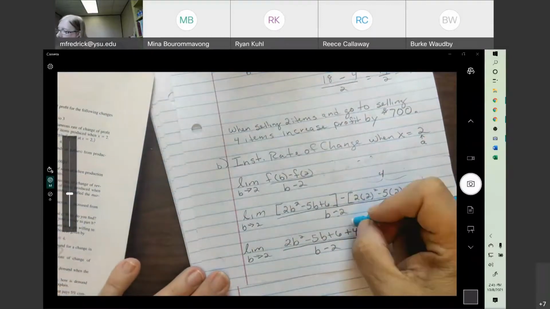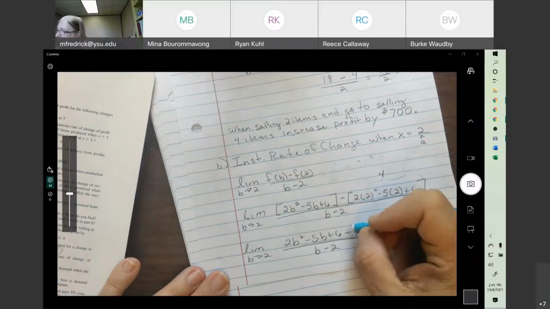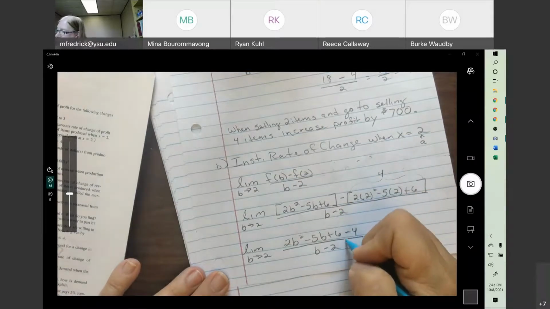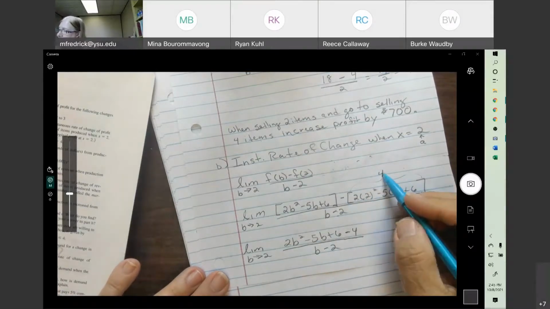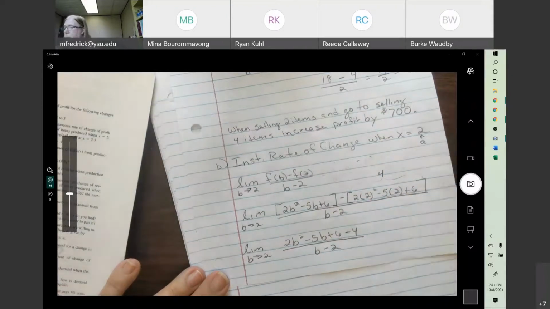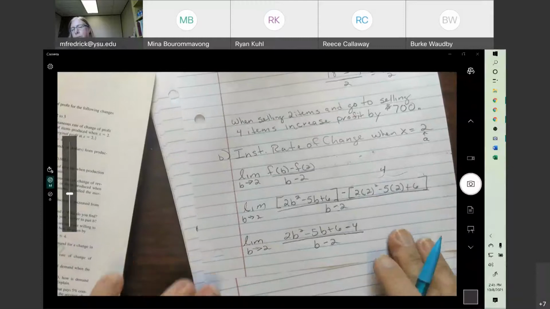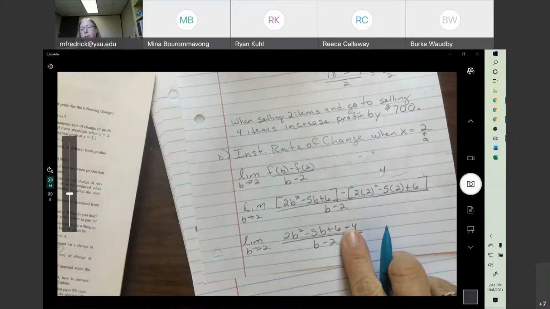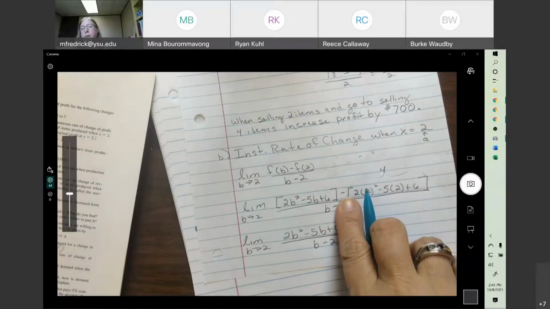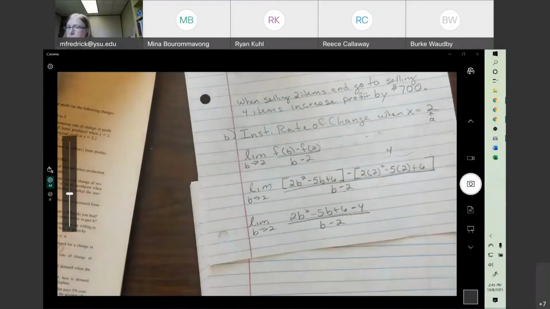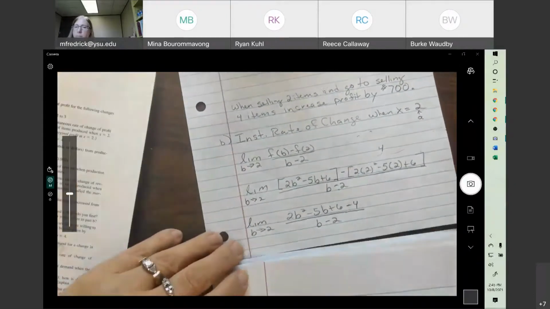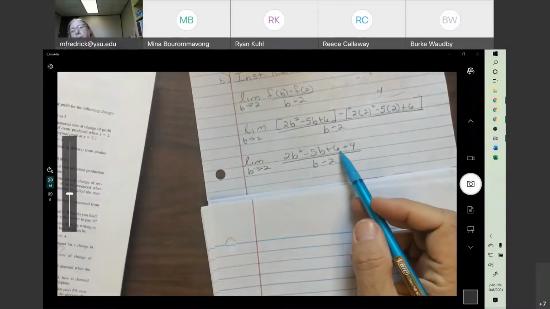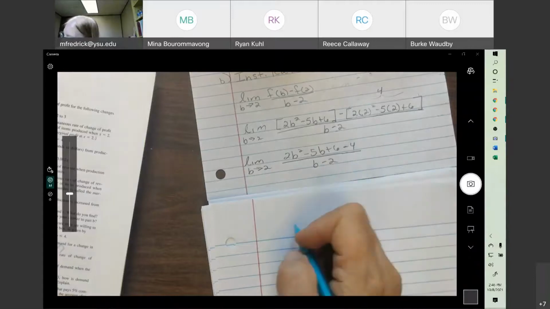So I got a positive 4, but then we want to subtract. So we're subtracting a positive 4. Any questions so far? So make sure this is a minus because of this subtraction. We need to combine our like terms, the 6 and the minus 4.